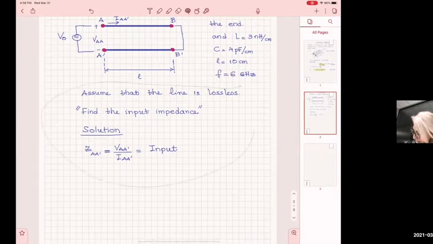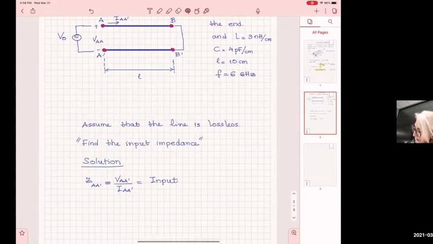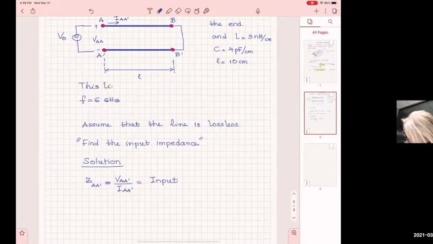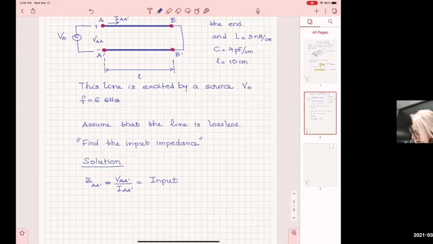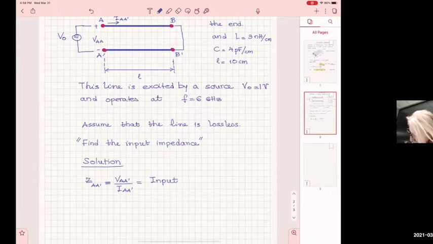Let me move this down. This line is excited by a source V naught, where V naught is 1 volt, and operates at a frequency f. So here you want to find the solution. This is the question.